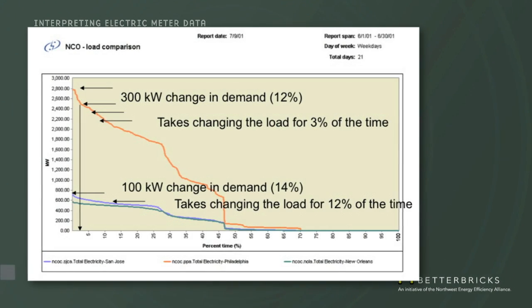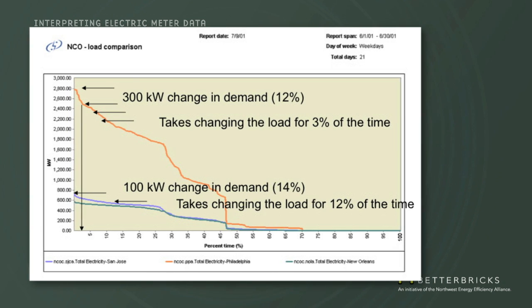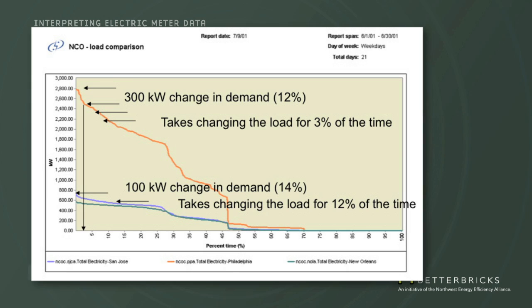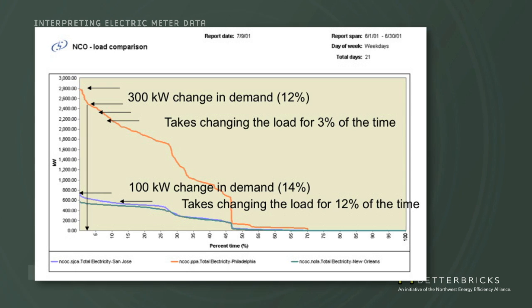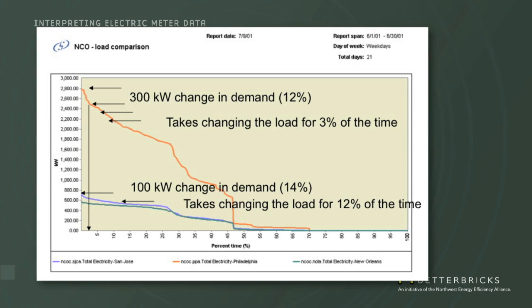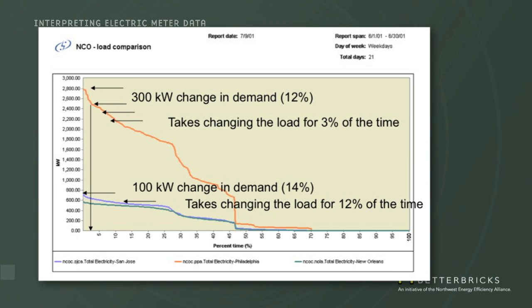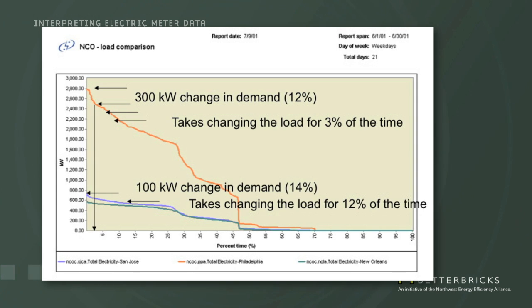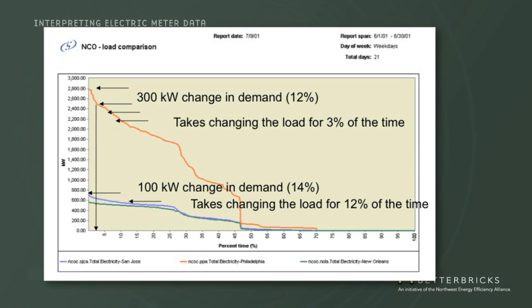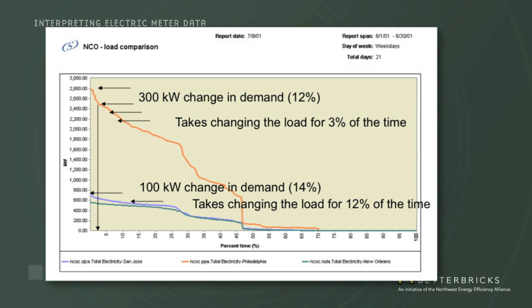Now this curve here is called a load duration curve. This is comparing 3 different facilities and looking at the difference in the percentage of time that they're at different energy levels. In this case here, there's 3 different meters for 3 different facilities, and we're trying to examine how we can possibly reduce the peak demand.